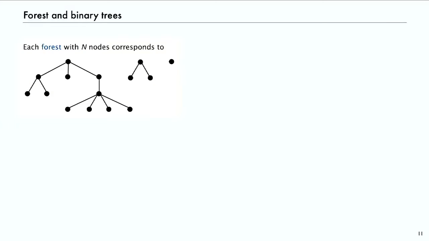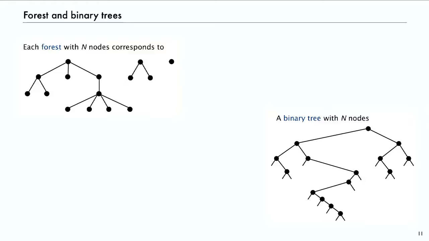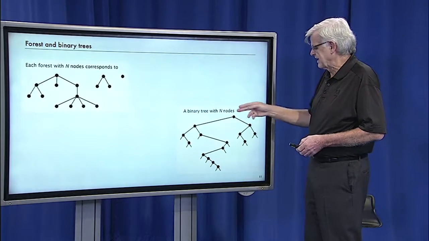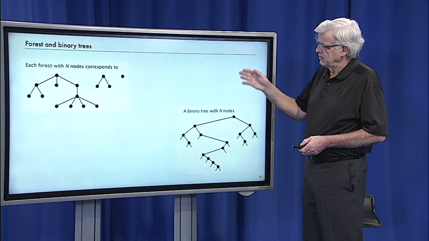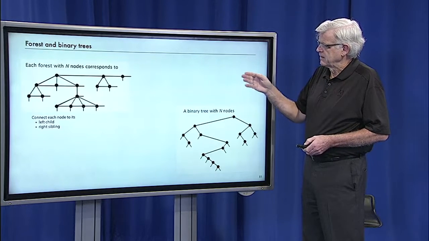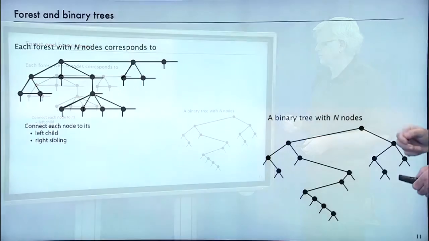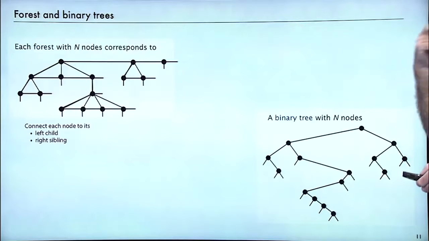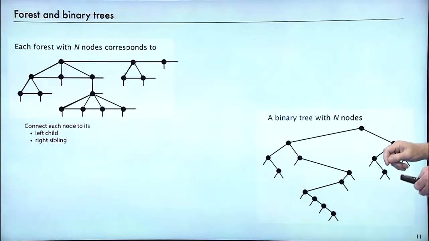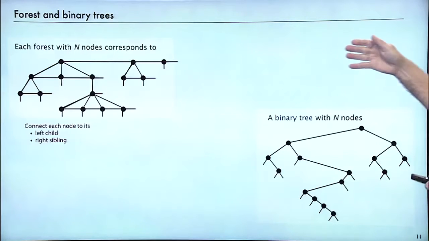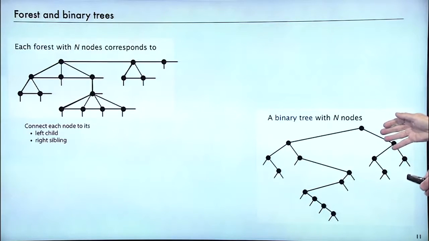Every forest with n nodes corresponds precisely to a binary tree with n nodes. In a forest, a node can have multiple children. A binary tree node can have exactly 2 children. So the way the correspondence goes is that for every node, we connect it to its left child and its right sibling. So the node at the left in the forest corresponds to the top node in the binary tree, and so forth. And that's a 1-to-1 correspondence between forests and binary trees.